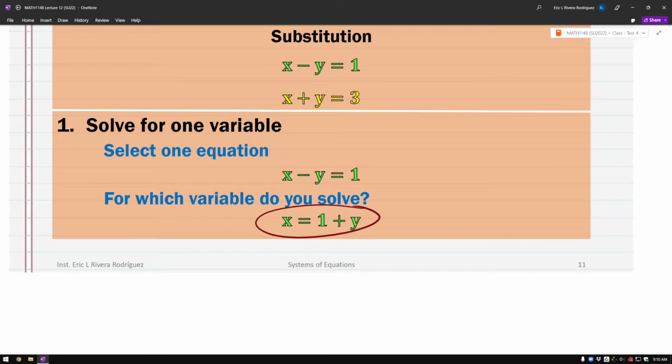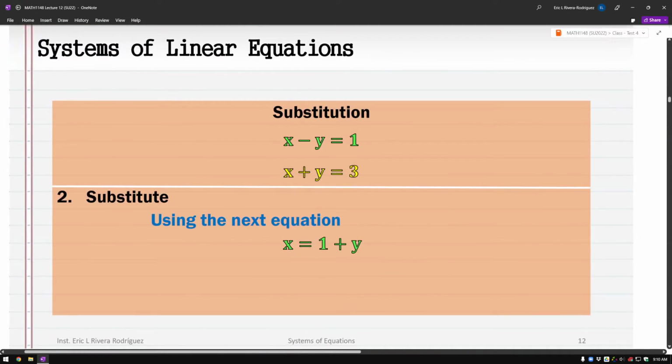See that we don't have a particular value here. There is no value. There's just an expression that depends on the variable y. So x right now depends on y. And that's what we want, because the next step will be to substitute. We got this equation for step number 1.